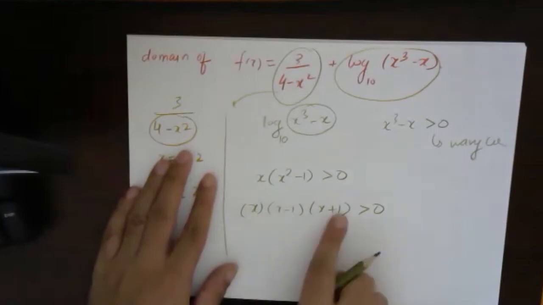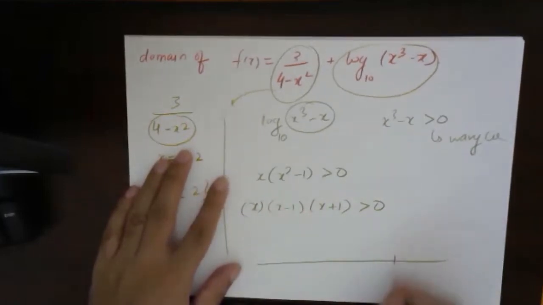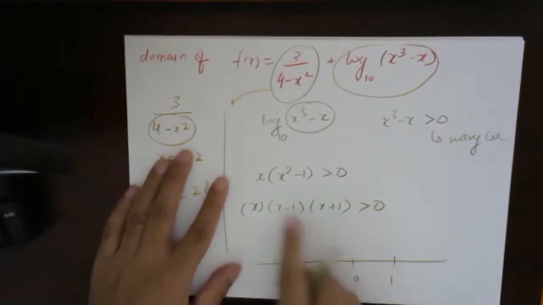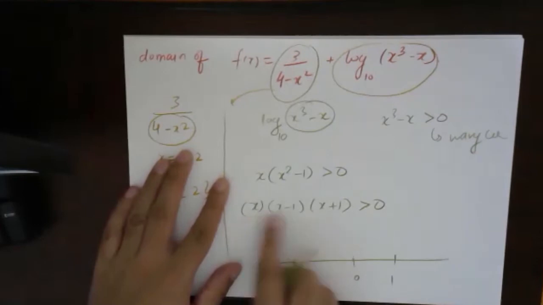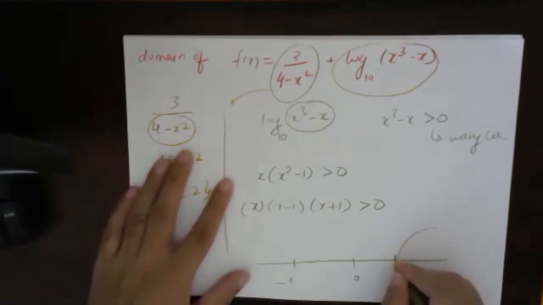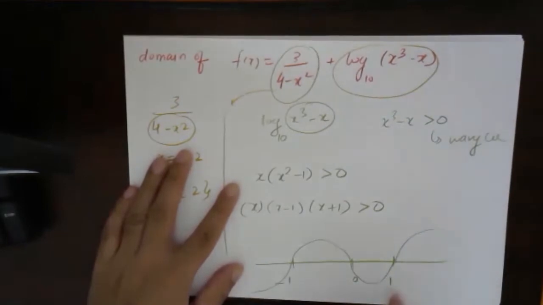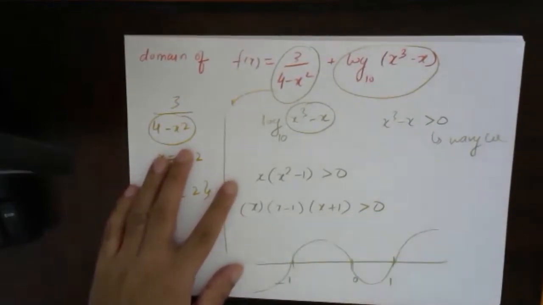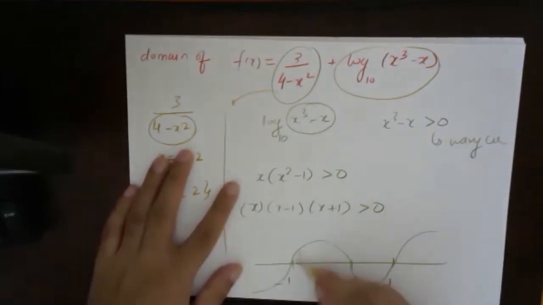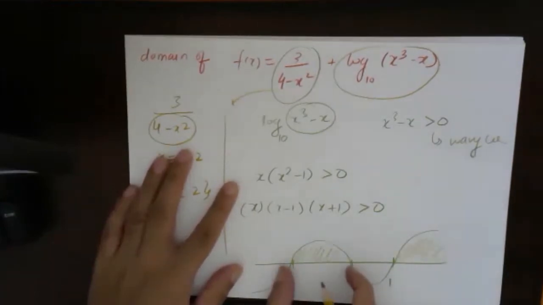So we will write the three critical points for this one. The three critical points are 0, 1 and minus 1. At positive infinity, this whole thing will be positive. So positive, then negative, then positive, and then negative, right? So for this one, the set of values of x which we will take will be between this and this, right?